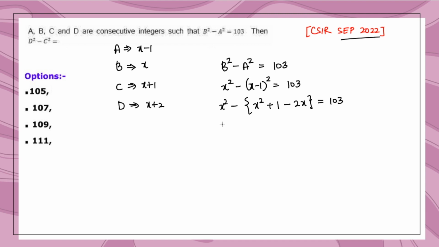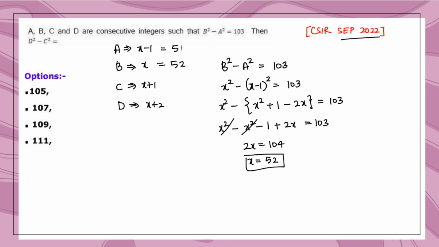Once I open the bracket, this becomes x square minus (x square plus 1 minus 2x) equals 103. X square and x square are going to get cancelled out. This minus 1 will go to this side and it will get added. So 2x will be 104 and x will be equal to 52. So you got your x now. If this is 52, this will be 51, this will be 53 and this will be 54.